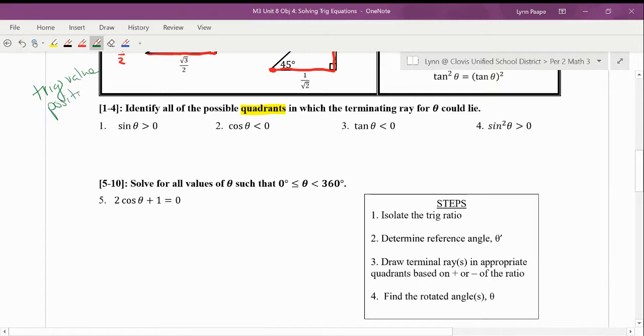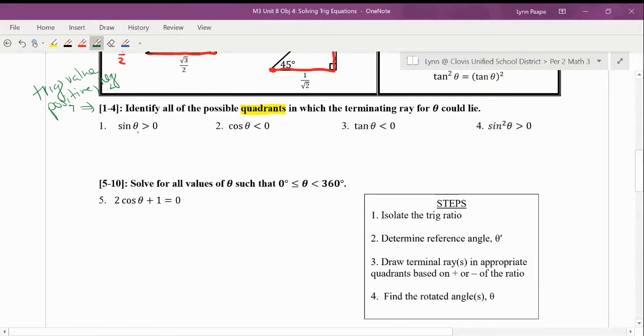So that's what all of these questions are asking us right here. If it's a greater than symbol, or if it is a less than symbol, then it's asking you for where it is negative. So that's really the way we're thinking about it. When is the trig value or ratio positive? When is the trig value negative? And that's going to be based on the sign.